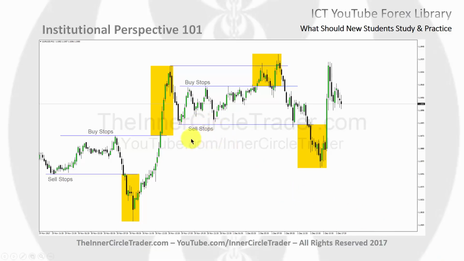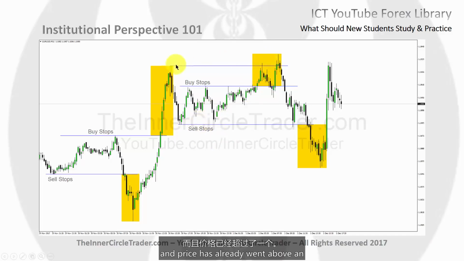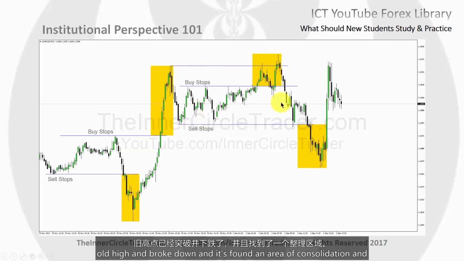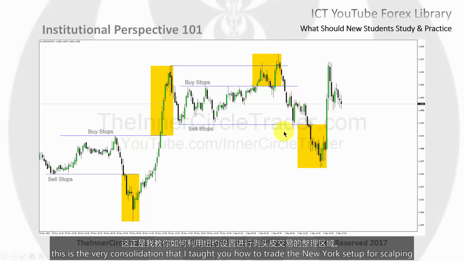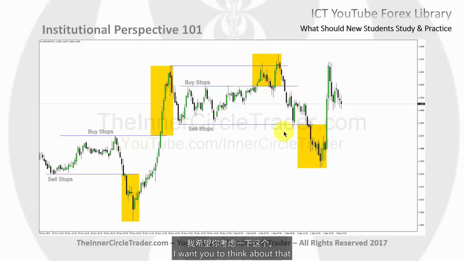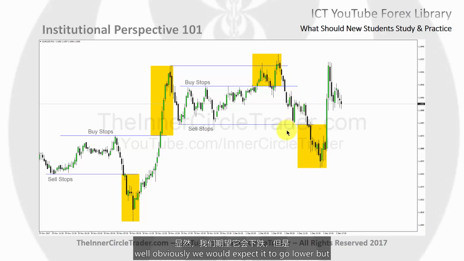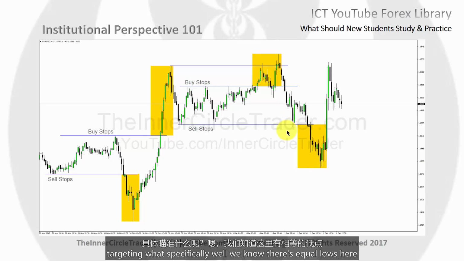So as we're looking at price, I want you to take a look at this area right in here. We have equal lows, and price has already gone above an old high and broke down, and it's found an area of consolidation. And this is the very consolidation that I taught you how to trade the New York setup for scalping. I want you to think about that. If this is a short, where could you reasonably expect to see price go? Well, obviously we would expect it to go lower, but targeting what specifically?